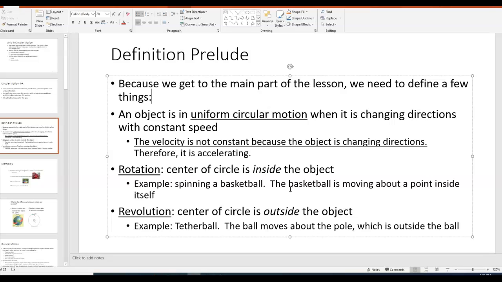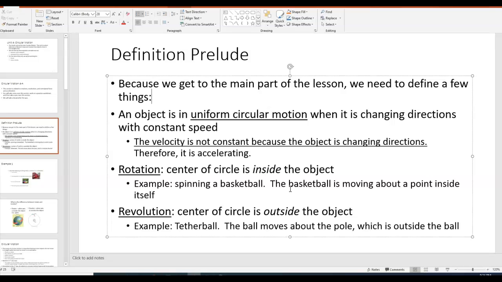Okay, second of all, we have what's called rotation and revolution, and it's really important that you be able to distinguish the difference between a rotation and a revolution, because you're going to see problems like this on your practice worksheet and your quiz. A lot of people think they're the same thing, and they're not. Here's the difference. It all depends on where the center of the circle is relative to the object that you're talking about. It's all about the center of the circle. In a rotation, the center of the circle is inside the object that is rotating. In a revolution, the center of the circle is outside the object that is revolving.